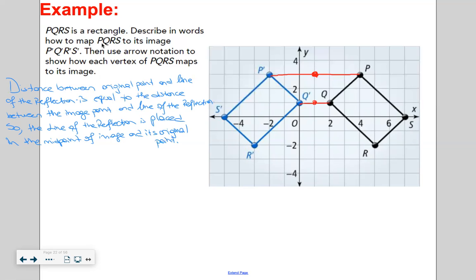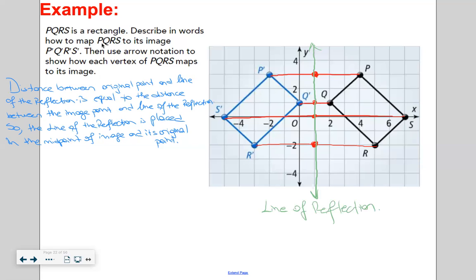and Q prime. What about S and S prime? This is the distance between them, and the midpoint is here. And the last one is R prime. The distance is 1, 2, 3, 4, 5, 6, 7, 8, and the midpoint is here. If you connect those points, you are going to get the line of the reflection. So this is your line of reflection.